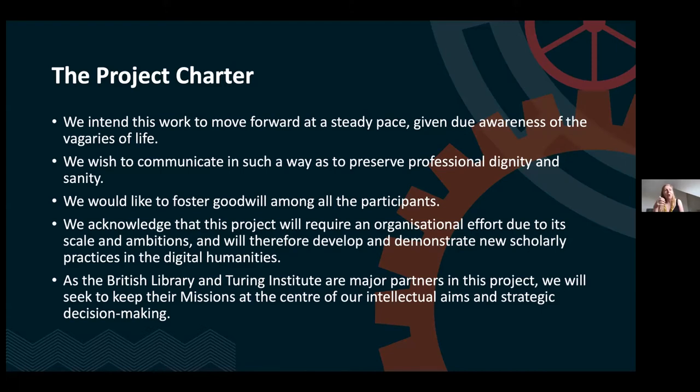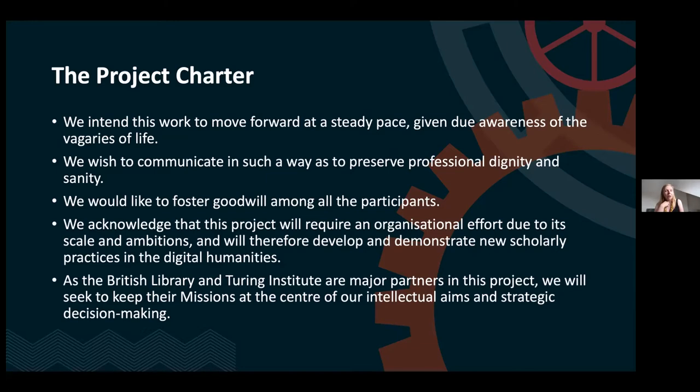And related to that, we wish to communicate in such a way as to preserve professional dignity and sanity, and we would like to foster goodwill amongst all participants. So we wanted to outline those expectations for mutual respect and the assumption of good intent in communications, and to emphasize clear and transparent communication. And it feels like common sense, but actually having it written down is really important, especially in a project where the team was almost entirely unknown to one another beforehand. And our project didn't have that deep stock of friendship and goodwill to draw upon at the outset. So I think having it in black and white was really important for us.